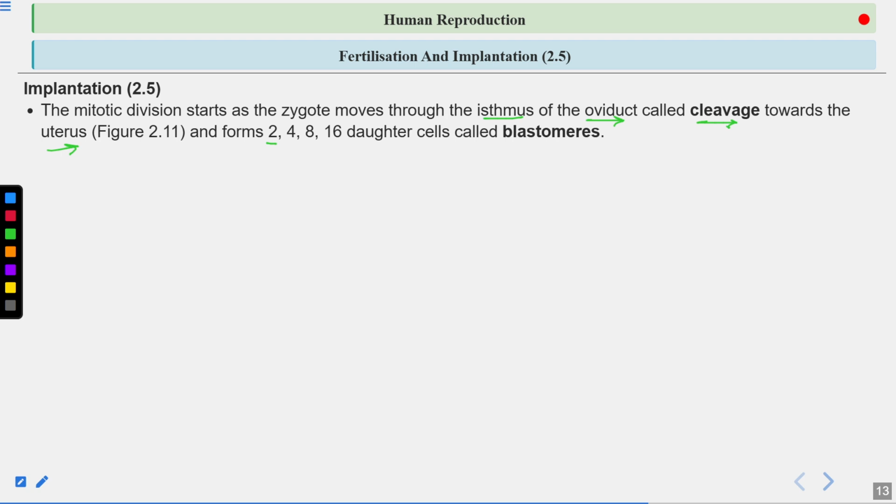initially 2 daughter cells are formed, then this is the 4 cell stage, this is the 8, and this is the 16. These 2, 4, 8, 16 daughter cells are known as the blastomeres. So these blastomeres are formed after the mitotic divisions. The embryo with 8 to 16 blastomeres is called the morula. Now you can see the embryo starts developing.